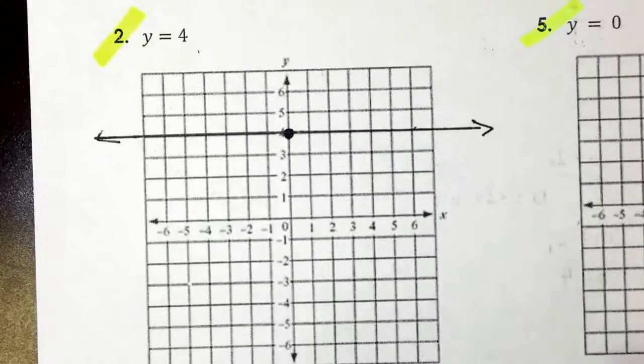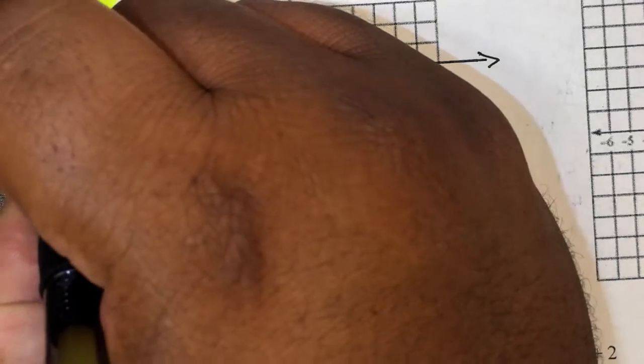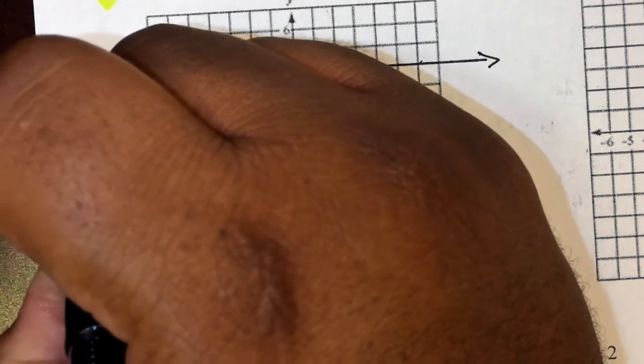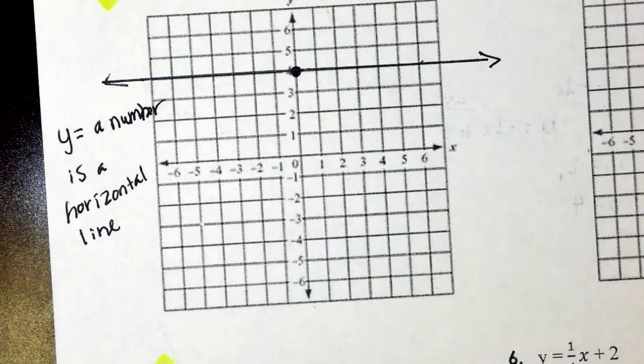Oh, wait a minute. Right here, out to the side. Make a note for yourself. Y equals a number. I don't know how I'm gonna write this. Y equals a number, any number, is a horizontal line. So if you put y equals a number, that's a horizontal line on your graph.